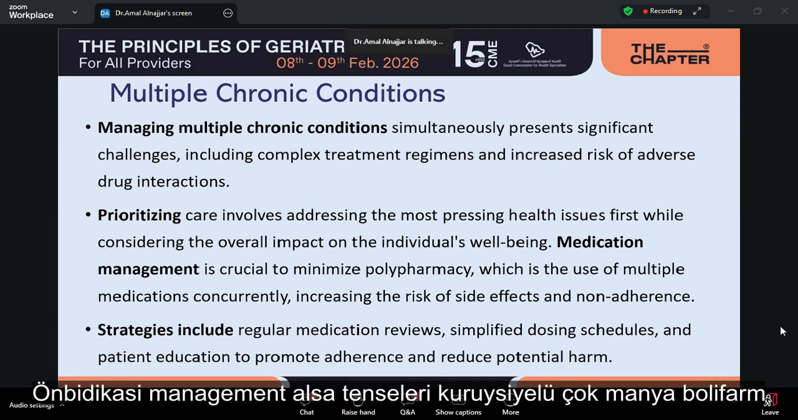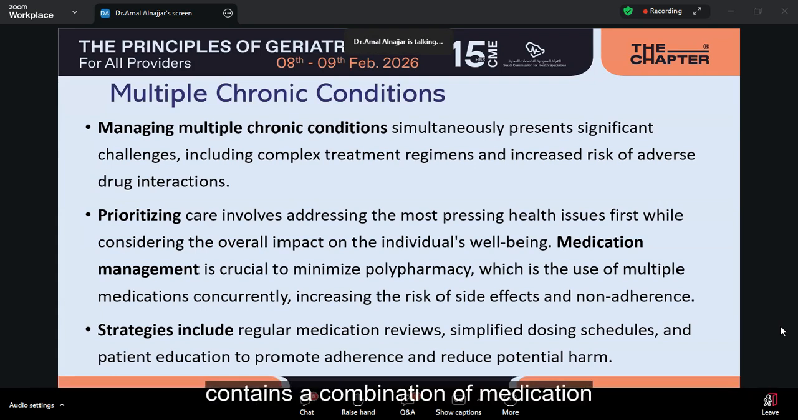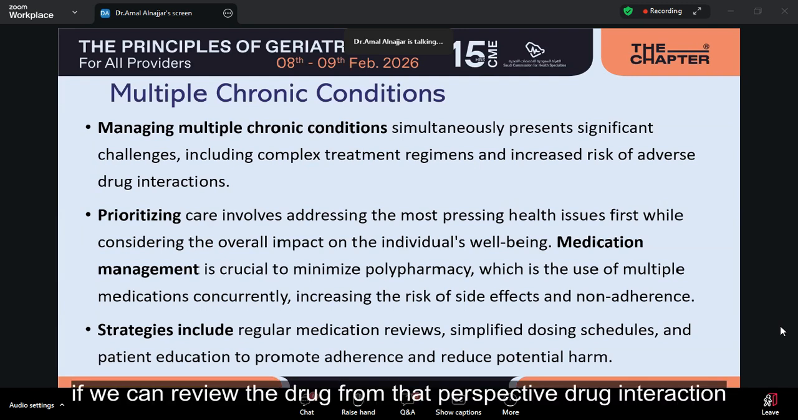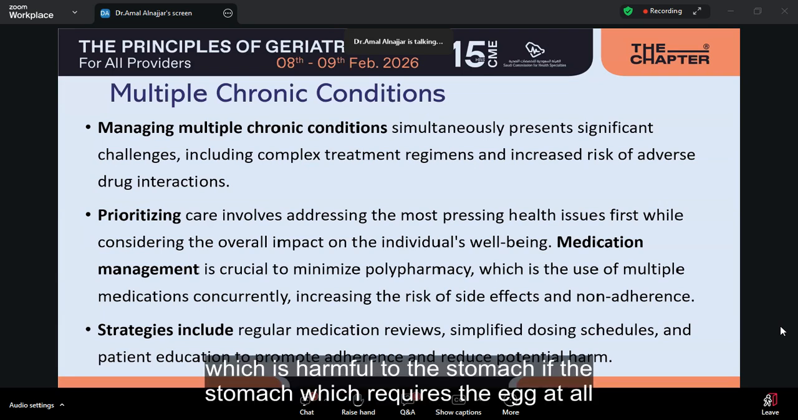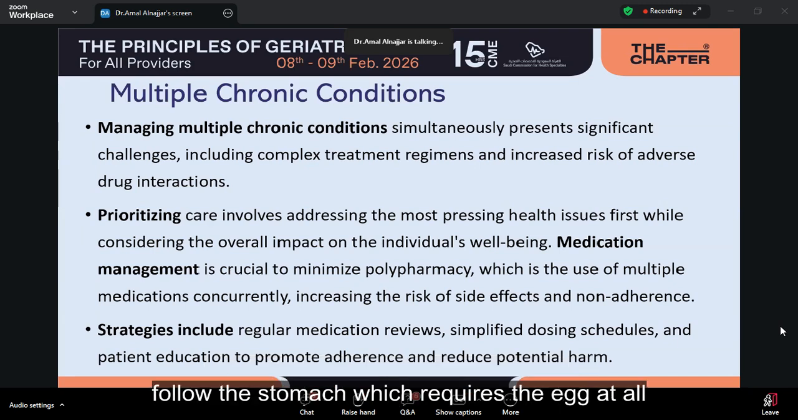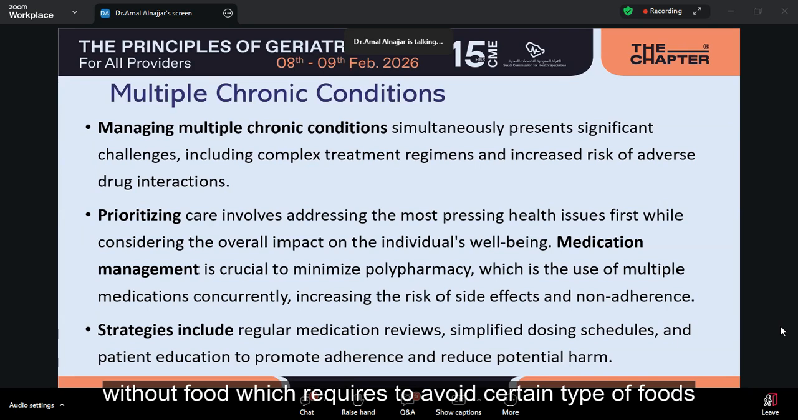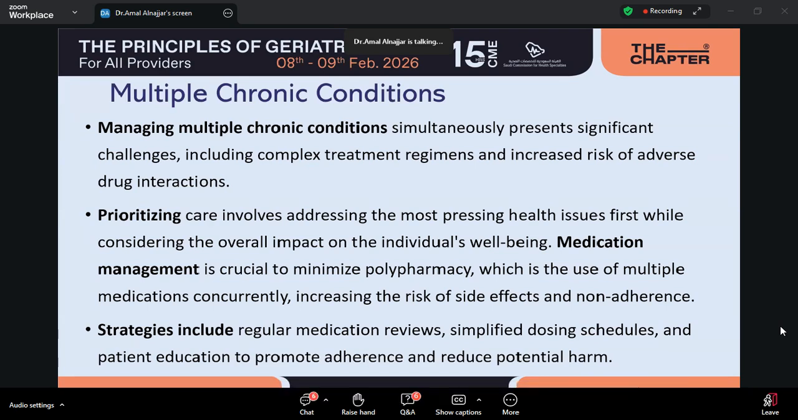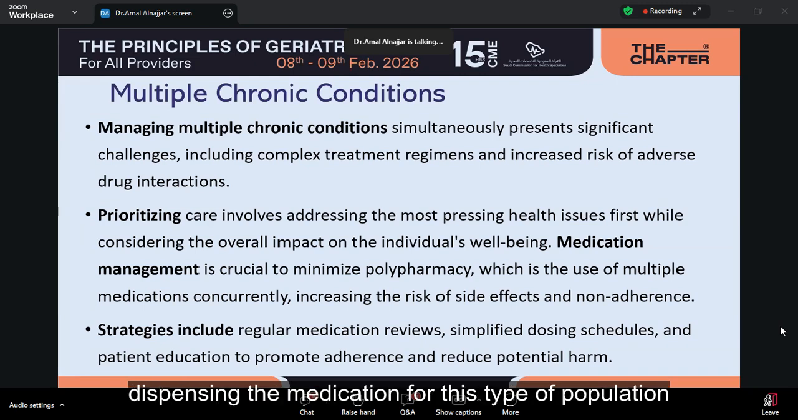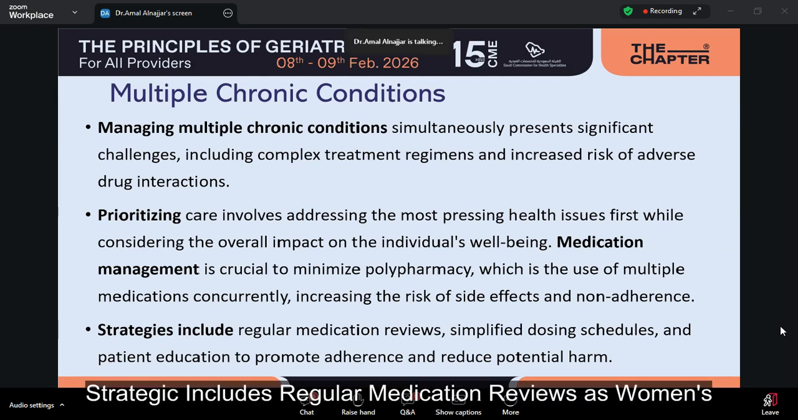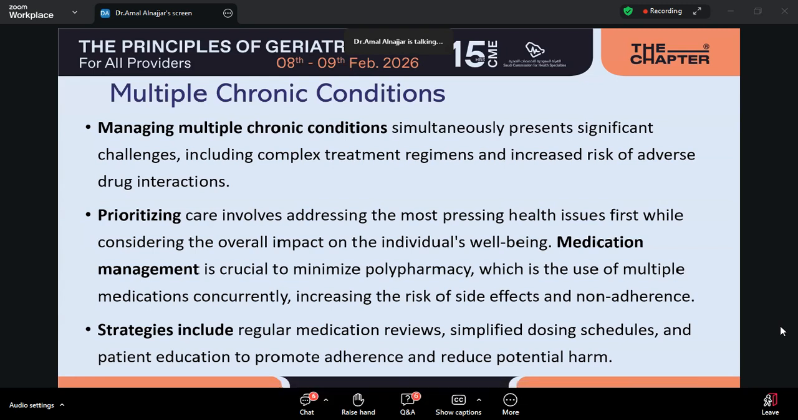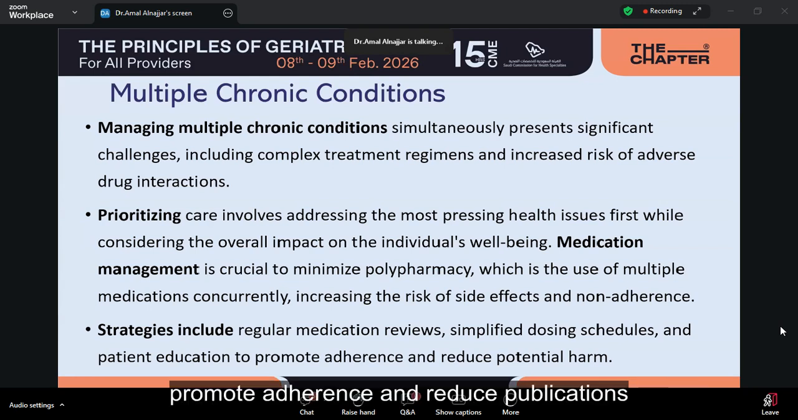In medication management, it is also crucial to minimize polypharmacy. If we can give the patient a tablet that contains a combination of medications, this would be better. If we can review the drugs from the perspective of drug-drug interaction, this would also be better: which is harmful to the stomach if taken on an empty stomach, which requires taking it on a full stomach, which requires taking it without food, which requires avoiding certain types of foods. All these things should be considered when dispensing medication for this type of population. Strategies include regular medication reviews, as we mentioned, simplified dosing schedules, and patient education to promote adherence and reduce complications.